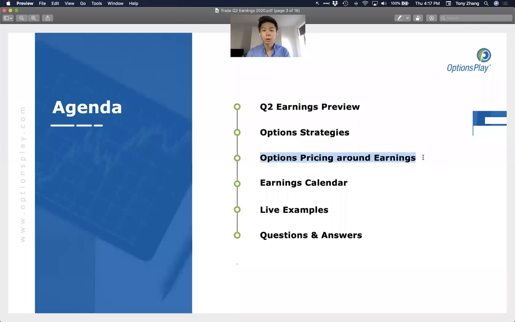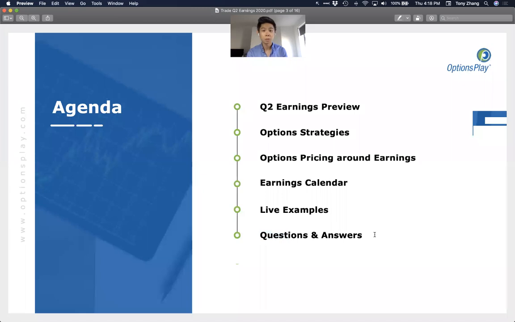Then we'll talk a little bit about options pricing around earnings. And then we'll take a look at the upcoming earnings calendar and how we want to use that earnings calendar specifically for options trading. And lastly, we'll try to go through as many live examples as possible. And at the end, we'll try to answer your questions regarding earnings or the upcoming earnings season.